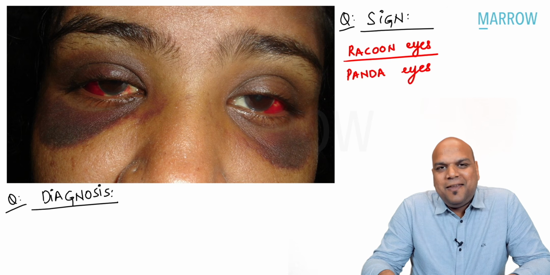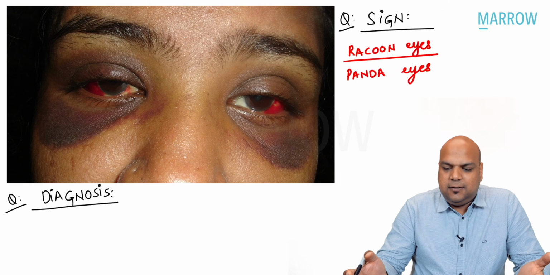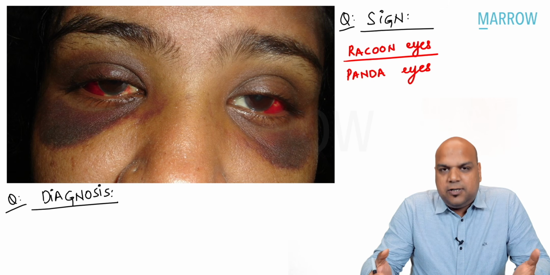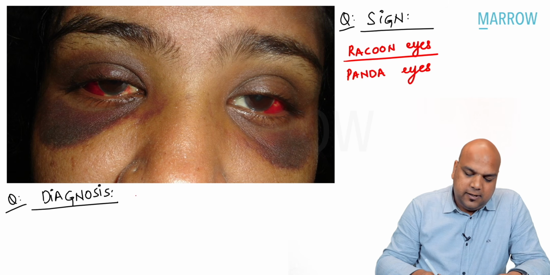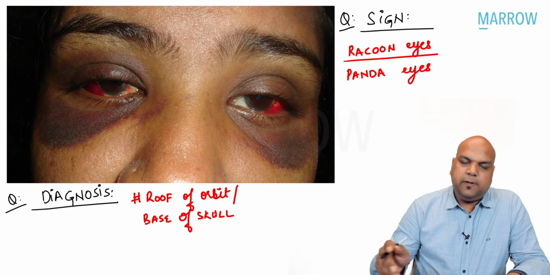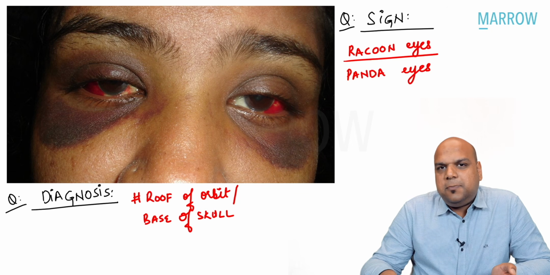So what is the cause of this? What is the diagnosis? In other subjects we call it the fracture of the base of skull, but here we say this is the fracture of roof of orbit. So please understand the roof of orbit or the base of skull, they are the same thing. Even though it is rare, sometimes when it occurs, especially in cases of RTA, you can get such an image. And two simple questions on this.